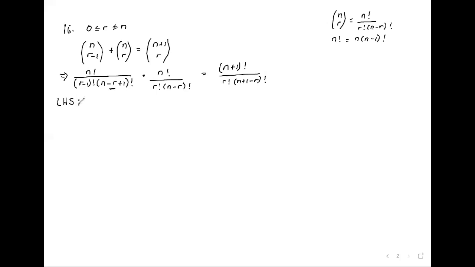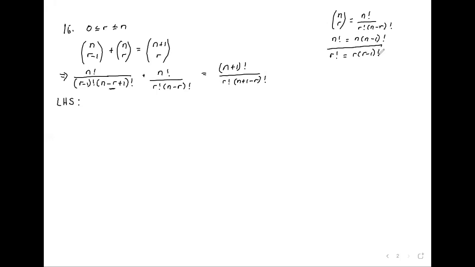We can't move with both sides at the same time. So you pick the left-hand side and show that you're able to arrive at the right-hand side using the left-hand side. It means that they're equal. So our left-hand side, if you look at the way it is, it's a fraction, so it requires a common denominator. Now, what we have is r factorial, which can be reduced as r minus 1 factorial.